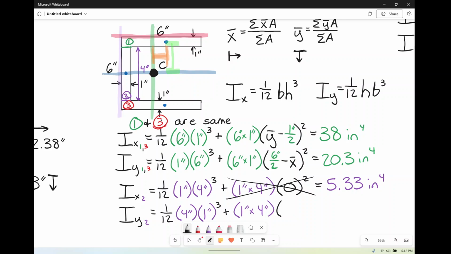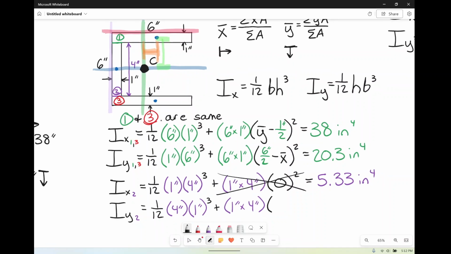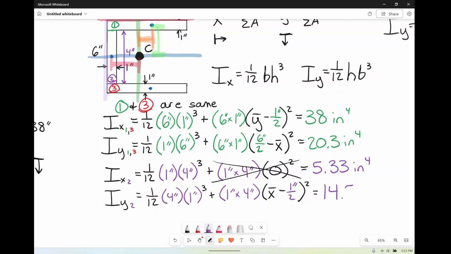Times, this time we want the x distance. How far away is our blue dot horizontally? So again, that is this distance. And I would say that technically is the full x bar distance, but minus half of 1 inch, that is the width. So 1 inch divided by 2. Square that, and you're going to get 14.5 inches to the 4th.